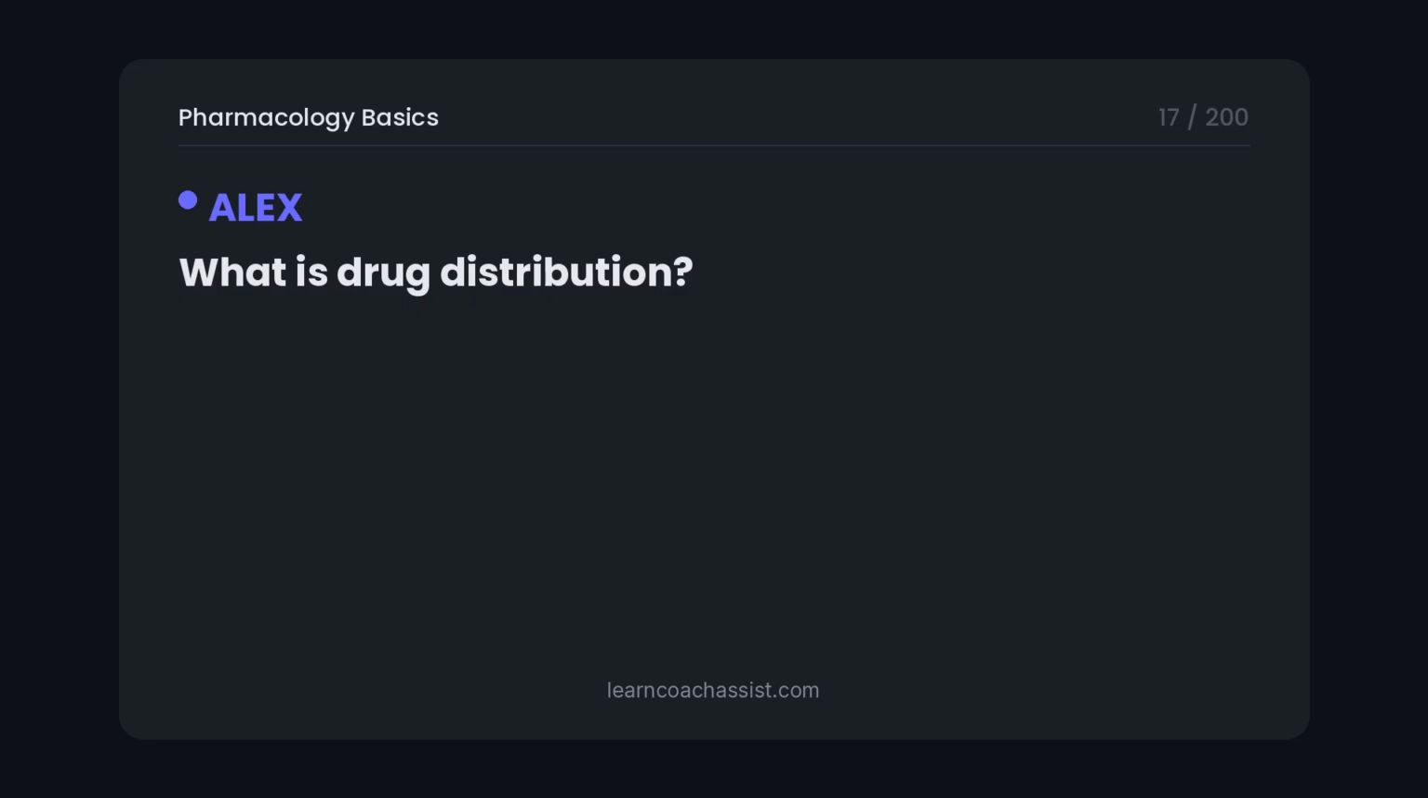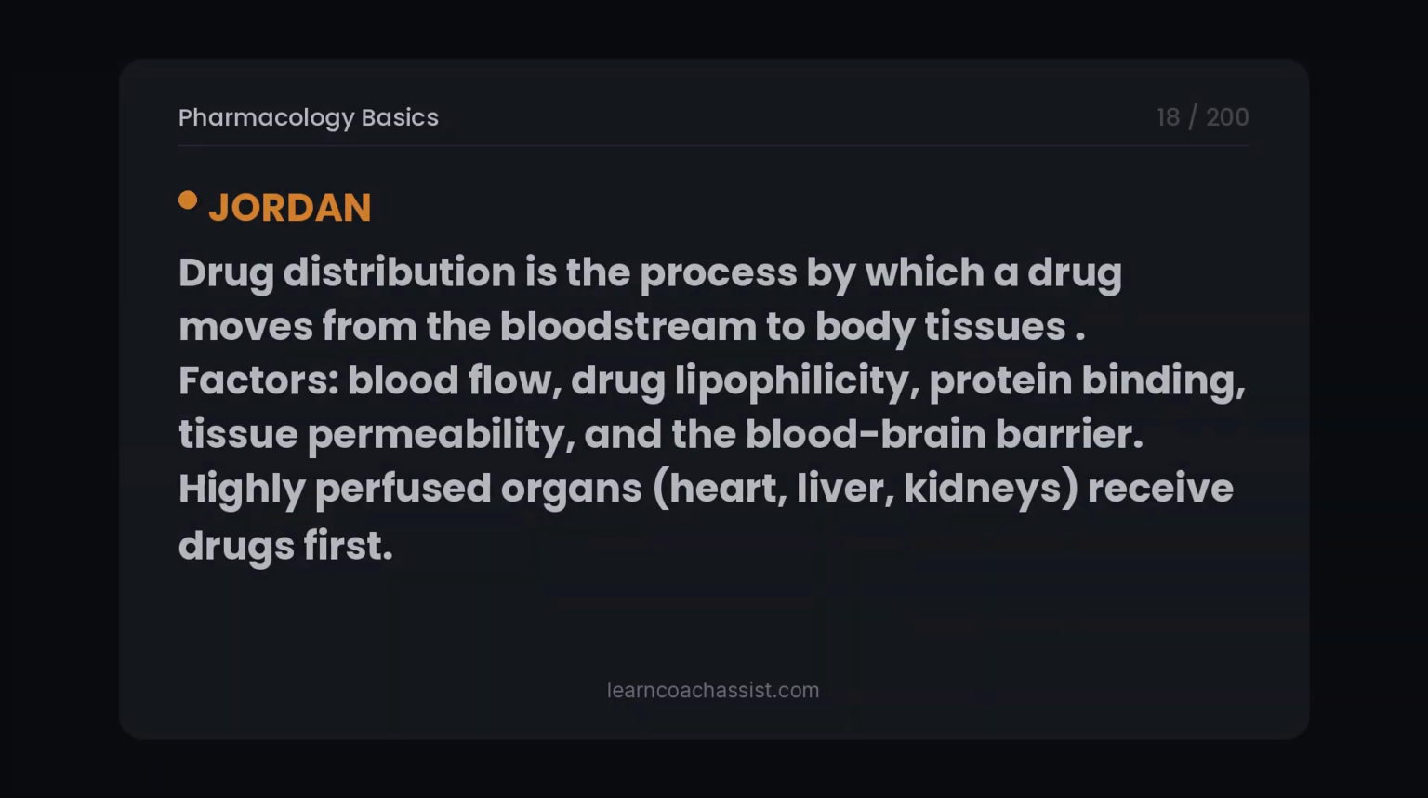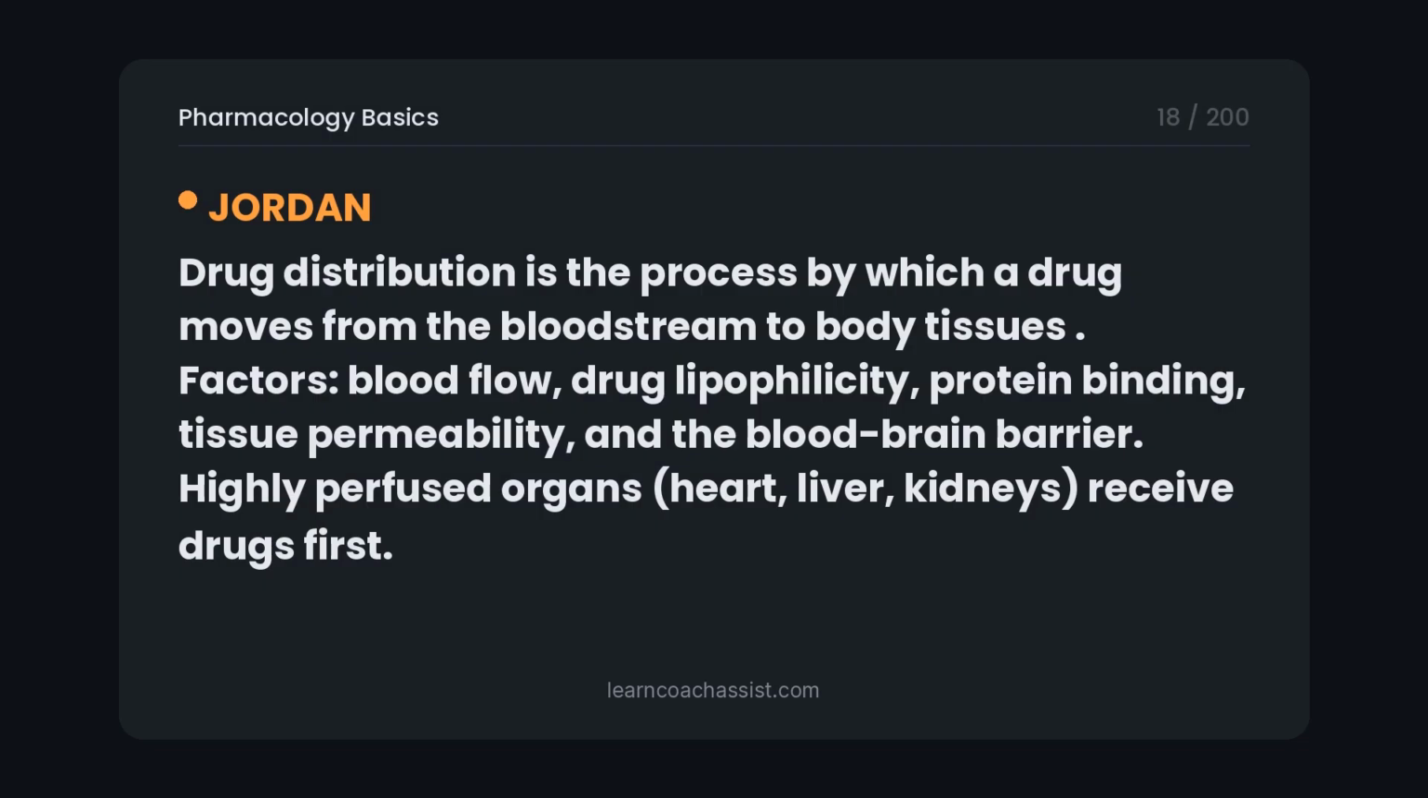What is drug distribution? Drug distribution is the process by which a drug moves from the bloodstream to body tissues. Factors: blood flow, drug lipophilicity, protein binding, tissue permeability, and the blood-brain barrier. Highly perfused organs, heart, liver, kidneys, receive drugs first.